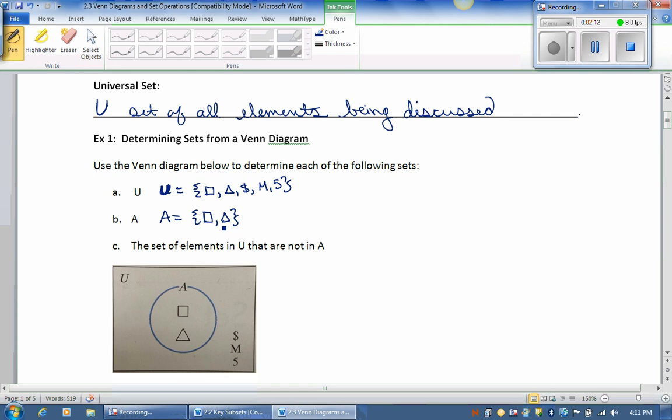Okay. So they're the elements that are outside of this circle. So the set of elements that are in U but not in A are going to be that dollar sign, the M, and the 5. So it's basically just looking at this Venn diagram and determining where things are. All right?